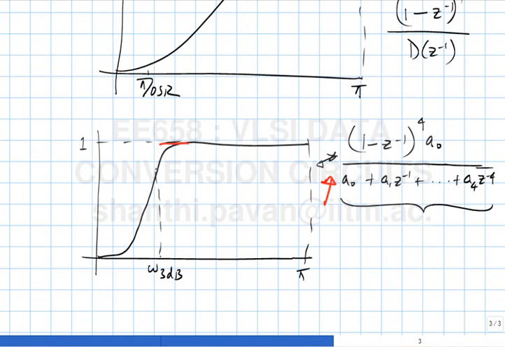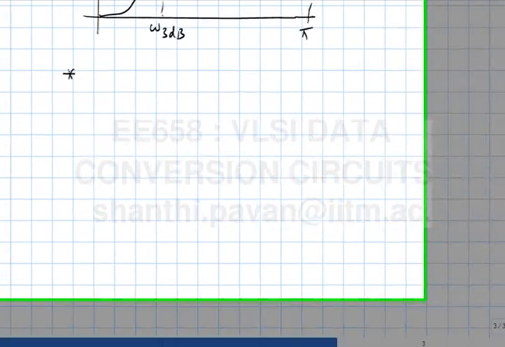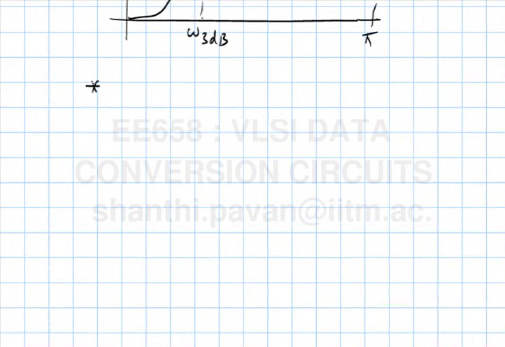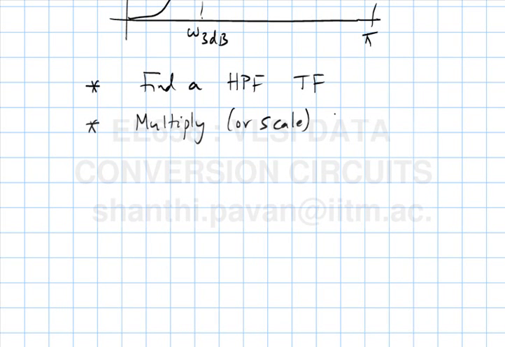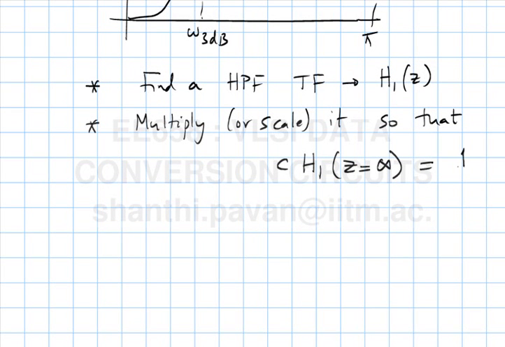So another thing: if I wanted to generate a physically realizable NTF, what I will do is find a high pass filter transfer function and multiply or scale it. Let me call this high pass transfer function h1 of z, such that c times h1 of z evaluated at infinity must be equal to 1. This is now a physically realizable noise transfer function. We will definitely do an example, but this is the basic idea.